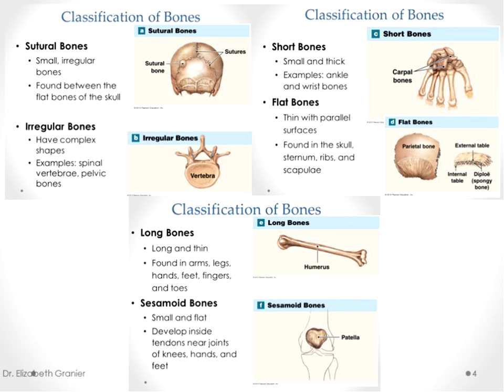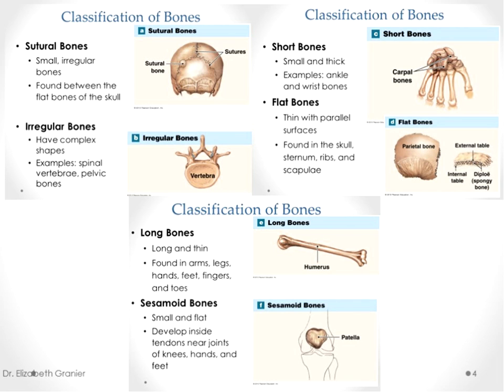For the short bones, we tend to see them small and thick. So the wrist bones and the foot bones are great examples of this, whereas the long bones we are going to see are most of our limbs, so the bones that are rectangular in nature and size.